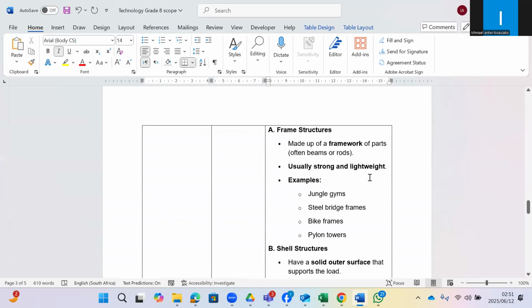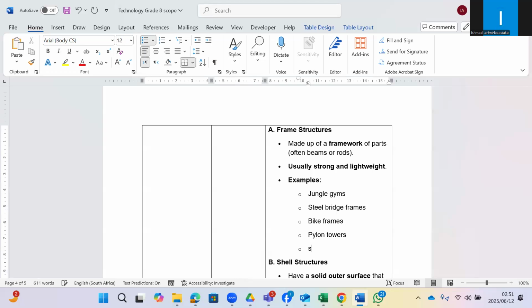One, the frame structure is made up of a framework of parts, in other words, beams or rods. Usually strong and lightweight. So the frame structure is lightweight. Examples are jungle gyms, steel bridge frames, bike frames, electrical pylons, the ones that you see electrical wires on. They are frame structures.